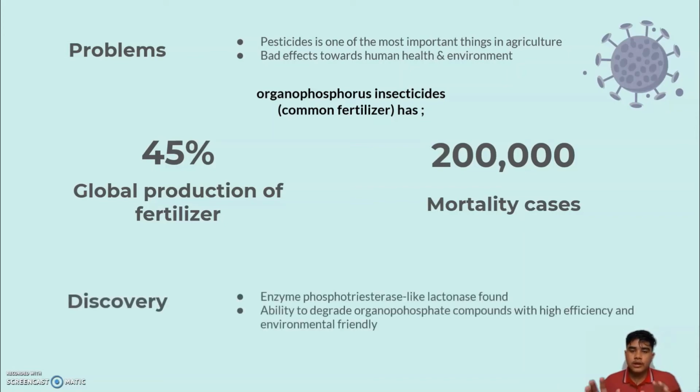So, in bioremediation technology, what scientists has found is the enzyme phosphotriesterase-like lactonase, which is one of the enzymes that can be used in order to degrade organophosphate compound in the organophosphorus insecticide with high efficiency and environmental friendly.